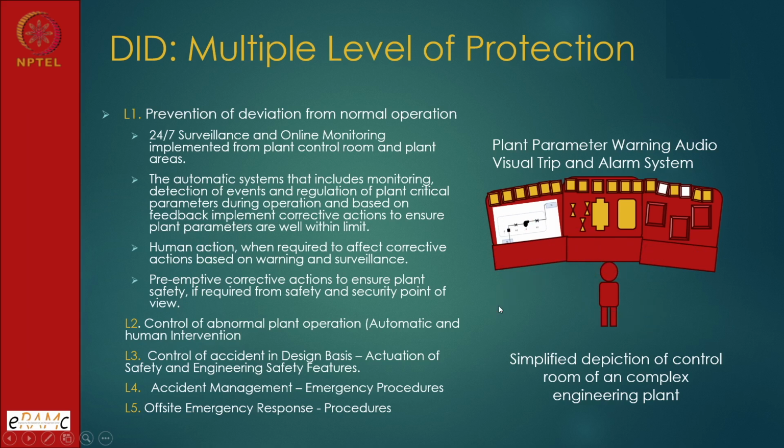Okay. So the first level of protection is prevention of deviation from normal operation. If any deviation is there from the normal condition, it will be reflected through this man-machine interface or control room of the plant. So the first objective is prevention of deviation. This is the first level. For that we do 24/7 surveillance, then automatic actuation of the system. For safety actions, operator intervention is not required. Automatic actions are needed. Let's say power failure has occurred.